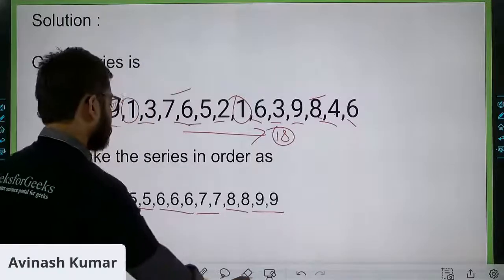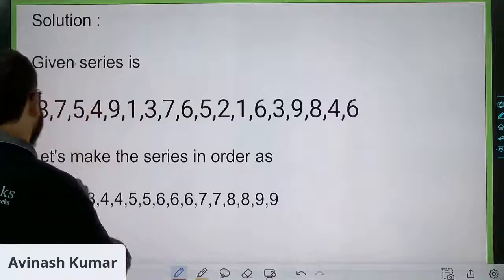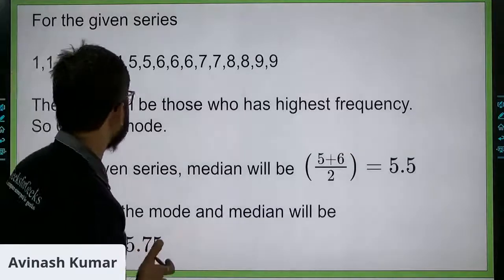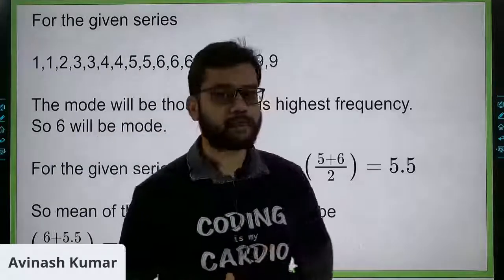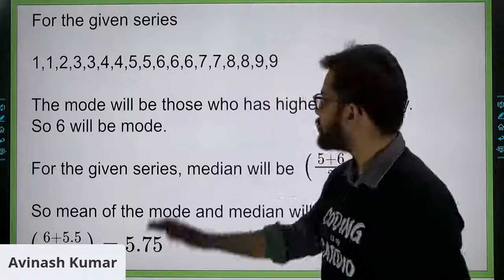Now let's move forward so we can find the median and mode of the data. Before that, can you please let me know what exactly the mode is and what the value of the median is for this specific frequency series?